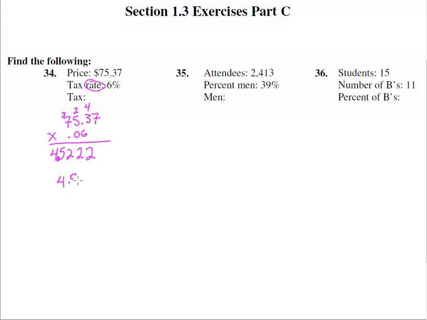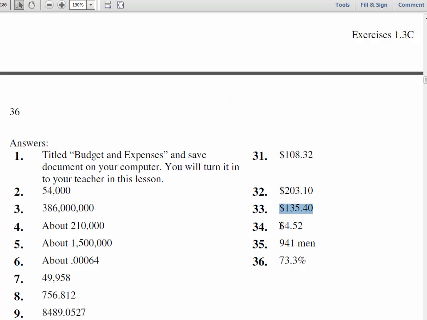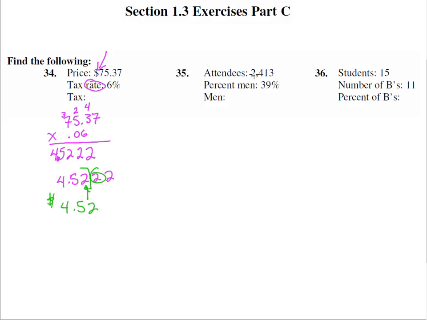So 4.5222. Ooh, if we're dealing with money, which we are, there's dollars right there. So this is really, we got to round to the nearest penny, the nearest cent right there. So we look at the 2 and say, hey, yep, it's closest to $4.52. So there we go, $4.52. Here we have number 35. There were how many attendees?